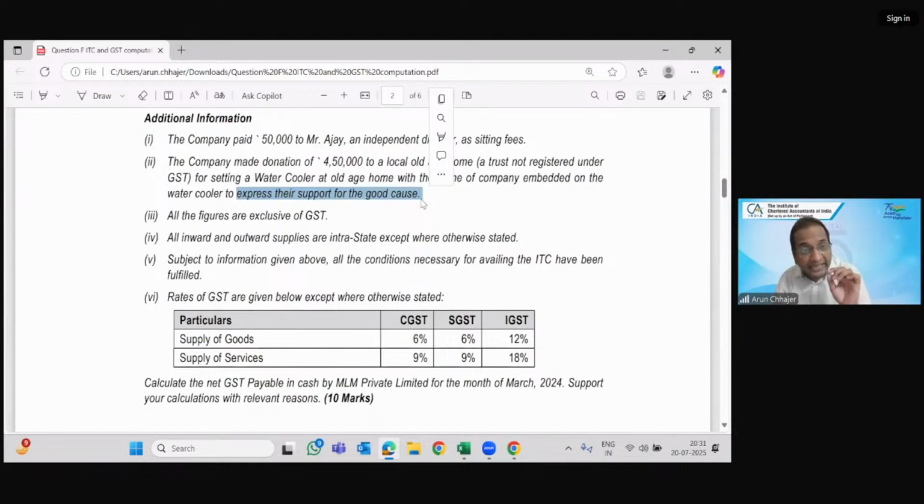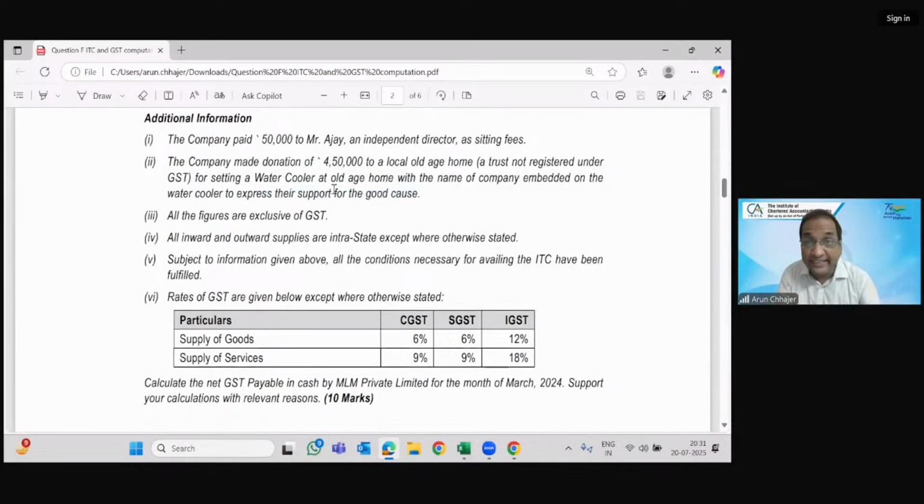If this is marketing, it could be marketing also. Suppose the company wants to advertise the name of the company, then it could be a barter, and the transaction becomes taxable. It will become taxable, meaning I am paying you for my advertisement. Every donation is not exempted.